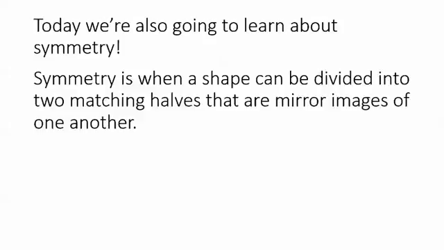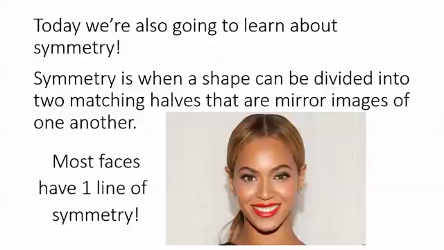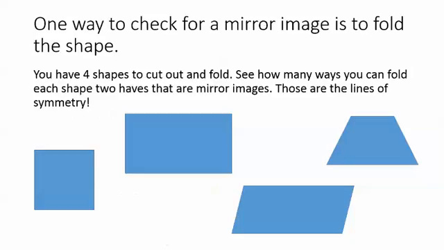We're going to learn about symmetry. Symmetry is when a shape can be divided into two matching halves that are mirror images of one another. Most faces have one line of symmetry, so if you look at Beyonce's face, she has one line of symmetry. I think the thing to talk about here is that symmetry is nature's way of showing that something has grown correctly, right? If we saw a flower that had grown like this, we'd think something was wrong with the flower, right? Symmetry is an important thing in our world.